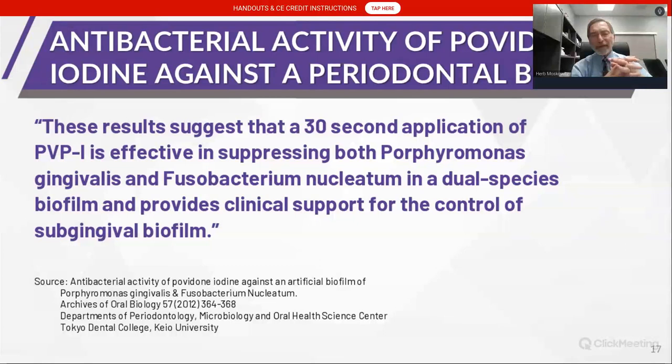Povidone iodine not only is effective against periodontal bacteria, but it's also effective against periodontal bacteria embedded in a biofilm, right? So there was testing that was done at Tokyo University, the Department of Periodontology, and they found that a single 30-second application of povidone iodine was effective in suppressing both Porphyromonas gingivalis and Fusobacterium nucleatum in a periodontal pocket, and it provided support for the control of subgingival biofilm. So a single 30-second application of povidone iodine was effective in suppressing that biofilm embedded, containing both Porphyromonas and Fusobacterium.